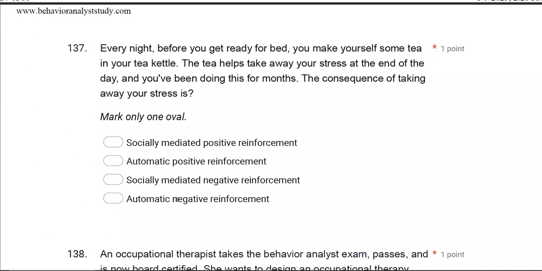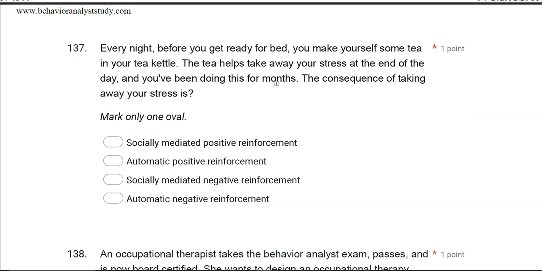137, every night before you get ready for bed, you make yourself some tea in your tea kettle. The tea helps take away your stress at the end of the day, and you've been doing this for months. Consequence of taking away your stress is what? All right, so we've got a reinforcement, punishment, consequence question. The consequence of taking away the stress.